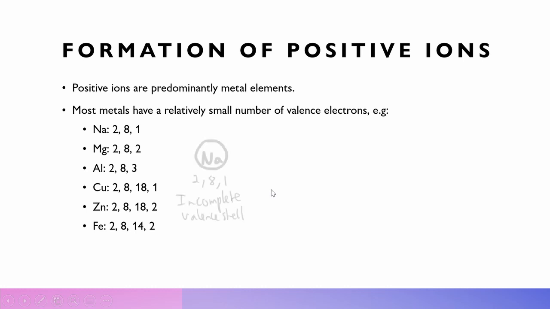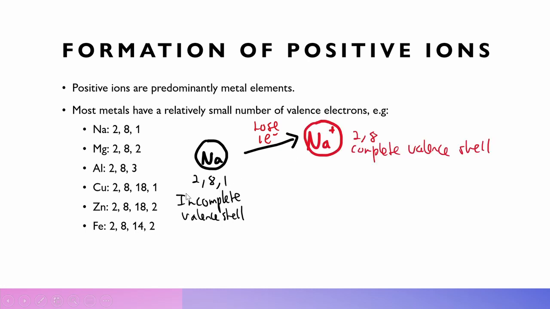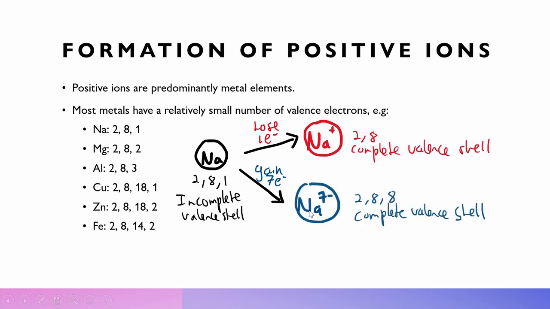Let's use sodium as an example. For sodium to have a full valence electron shell, it can either lose its 1 valence electron so that its second electron shell would now become its new valence electron shell, transforming it into a sodium positive 1 ion with an electronic configuration of 2,8 with a complete valence electron shell. Or it can steal 7 electrons from the surroundings to be put into its existing valence electron shell, transforming it into a sodium 7 minus ion. Now it also has a complete valence electron shell.